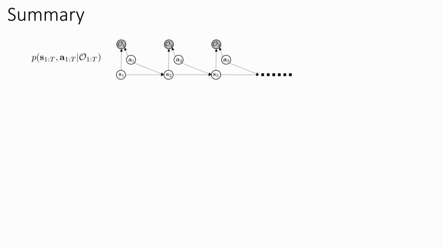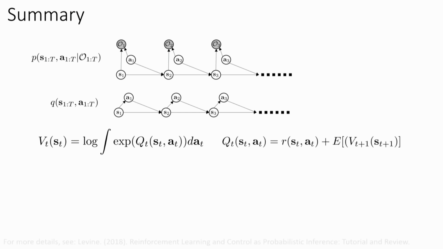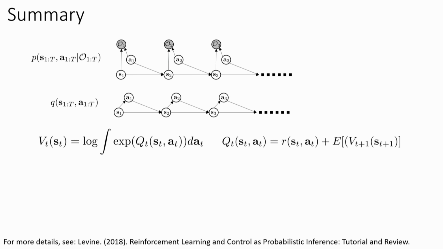Okay, so to summarize this variational stuff, our original graphical model looked like this. We introduced a variational distribution, which eliminates the O edges and introduces an additional edge from S to A. That results in a dynamic programming algorithm where the value function is still a softmax, but the Q function has a regular expectation. You can find a bit more details about this in this review, and you can also look through the slides to see the summary of the dynamic programming procedure.